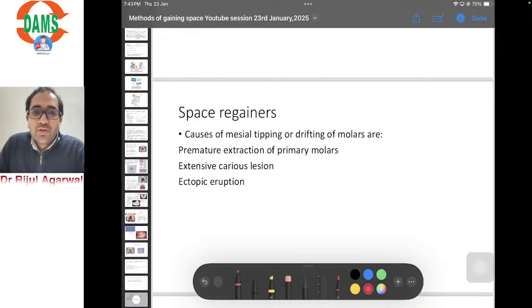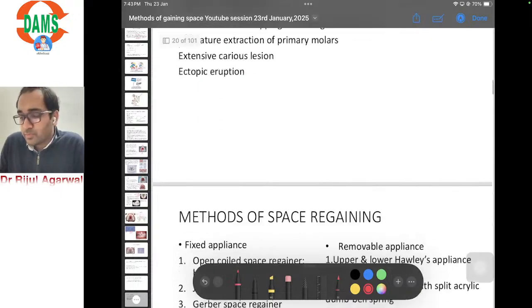So what are the space regainers used for? Basically, what are the causes of, first of all, mesial tipping or drifting of the molars? They can be due to premature extraction of primary molars, due to extensive carious lesions in the anterior teeth, or due to ectopic eruption of the molars.